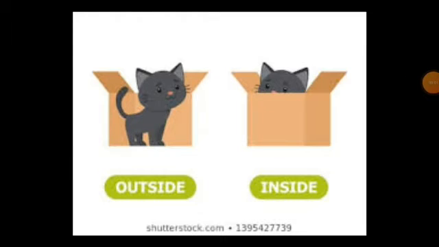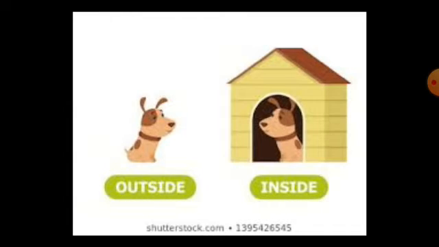In this example, you can see a cat is sitting inside the box, and here a cat is standing outside the box. Here the dog is standing outside, and one dog is sitting inside the house.